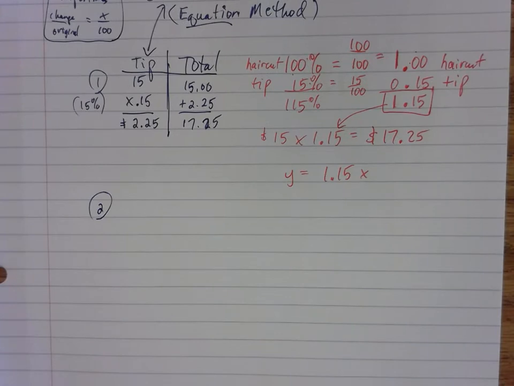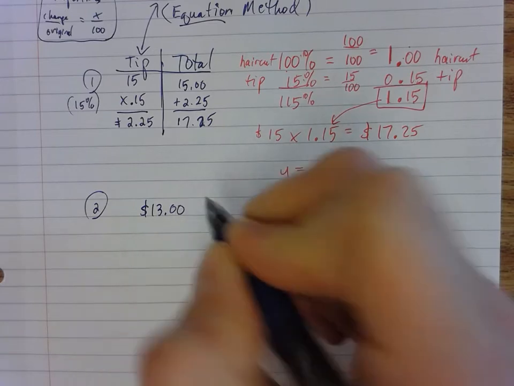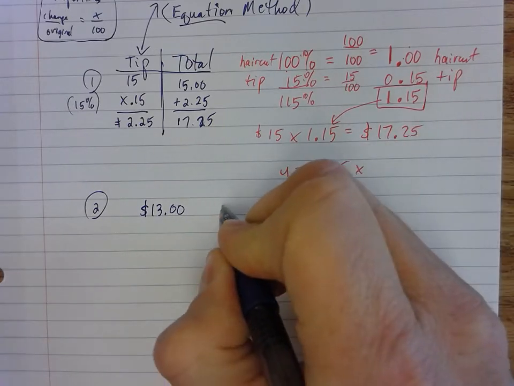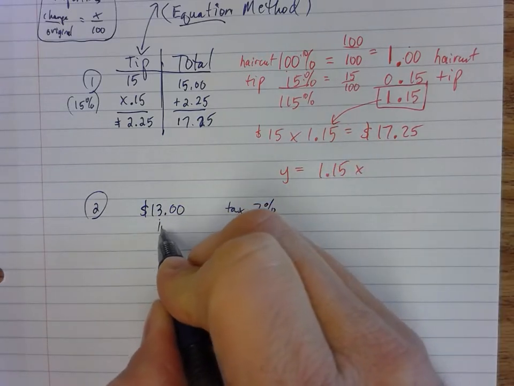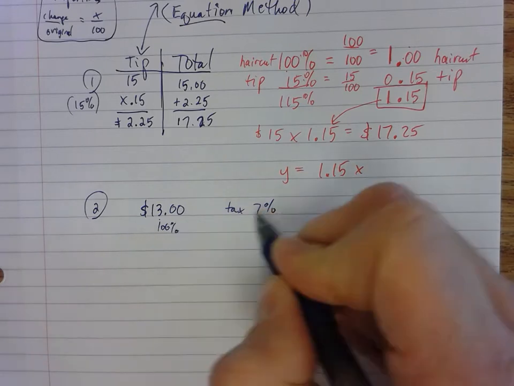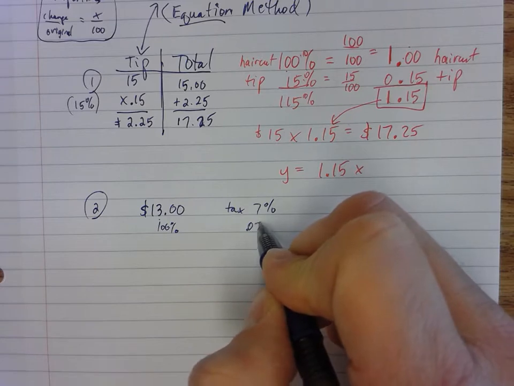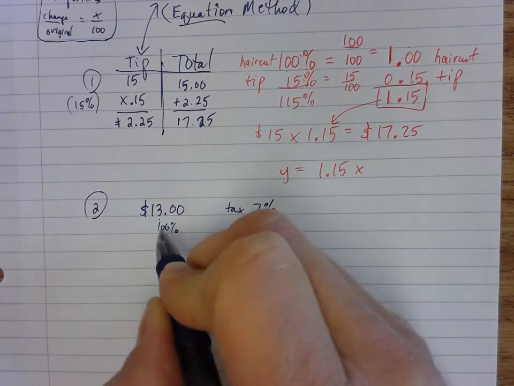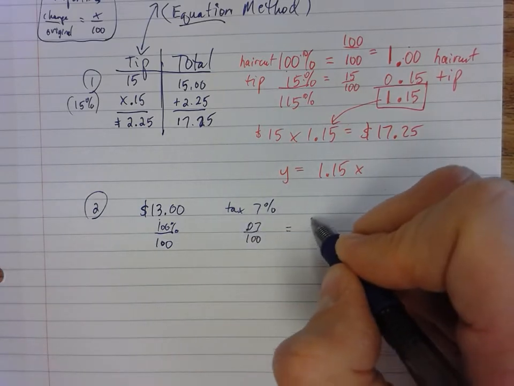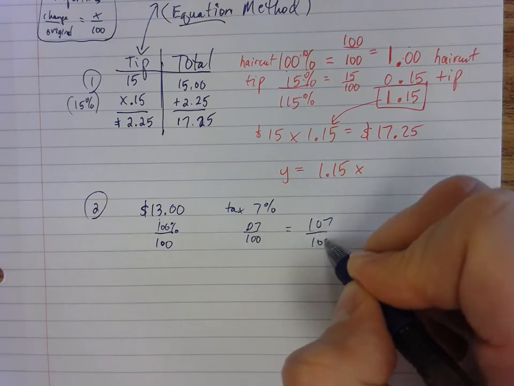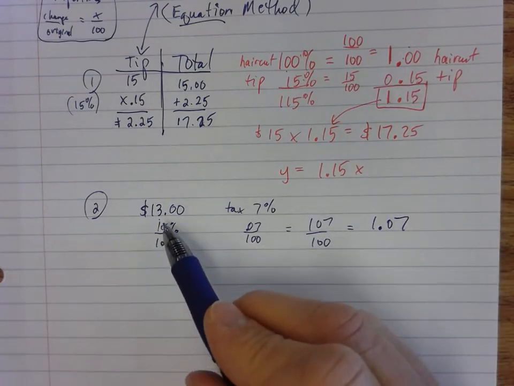We would say, all right, well, his product, whatever he's getting, is $13, okay, and the sales tax rate is 7%. So again, this would be your 100% number. This would be your 7 over 100. This would be your 100 over 100. So if you add those up, of course, that would be 107 over 100, which is going to end up being 1.07.